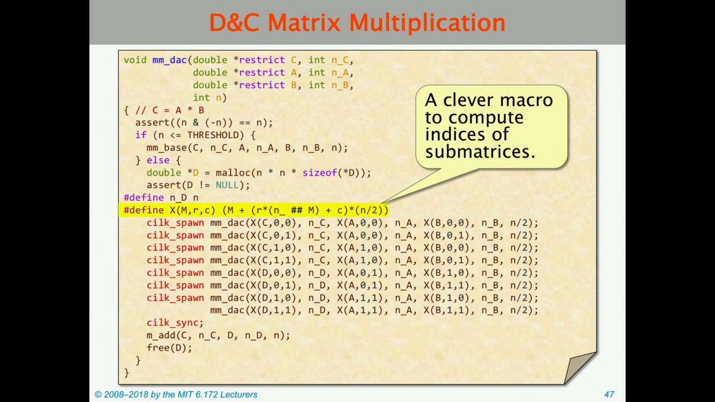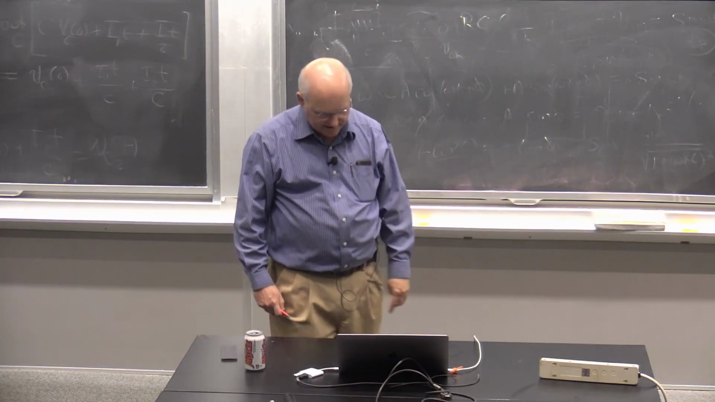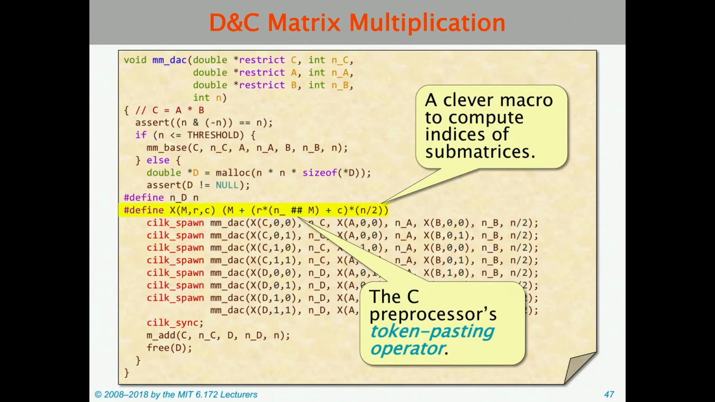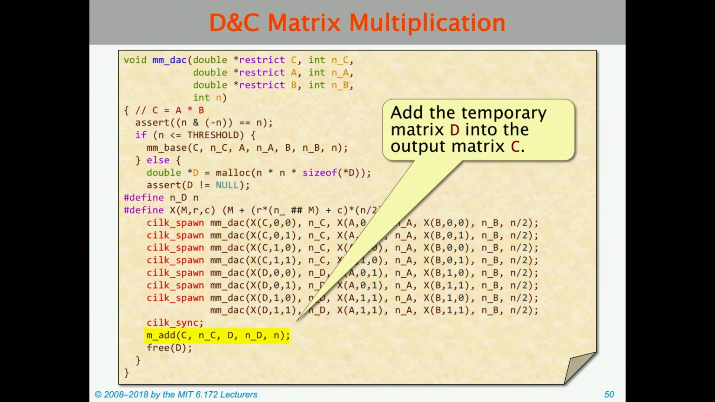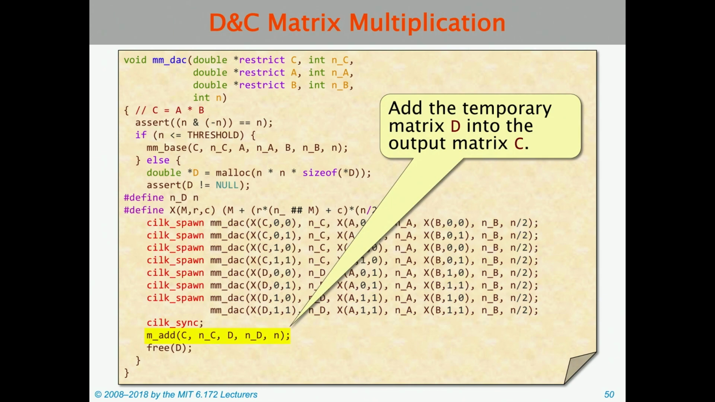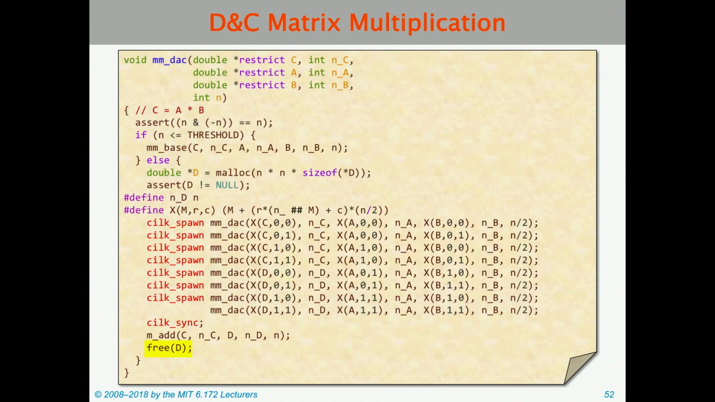So it allows me to do the indexing and have the right thing, so that for each of these address calculations, I'm able to do them by just saying X of and just giving the formulas there. Otherwise, you'd be driven nuts by the formula. So take a look at that macro, because that may help you in some of your other things. And then I sync and then add it up. And the addition is just going to be a doubly nested parallel addition. And then I free it.